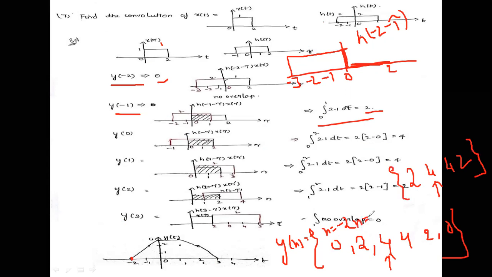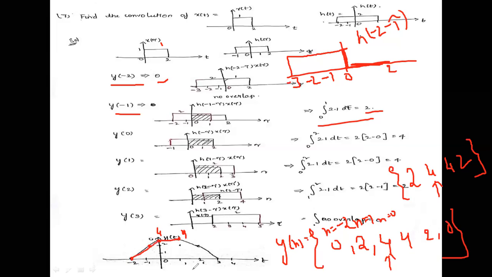N is equal to 1, the value is 2. You see the 2. N is equal to 0, the value is 4. It's a 4, my dear students. And then N is equal to 1, the value is also 4. It is constant, there is no slope.